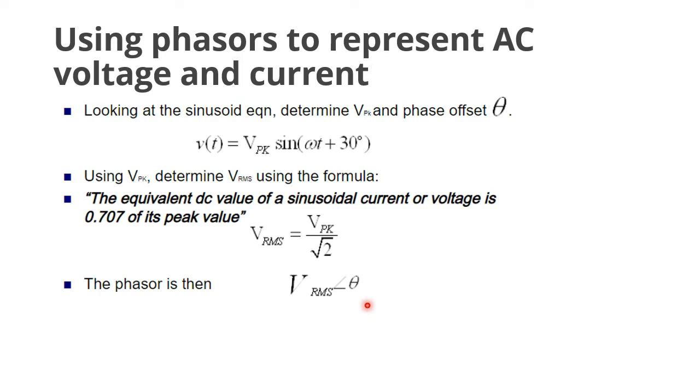Again I will explain. Here we have the sinusoid equation v(t) equals V peak sin(omega t + 30). This is the peak value and this is the phase offset. Having the peak value, we convert it into the RMS value by dividing the peak value by root 2. So we have the RMS value. Then we need the phase offset theta, which we can take directly from the sinusoid equation. Here is the phase offset theta.